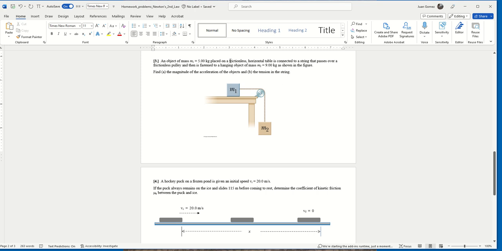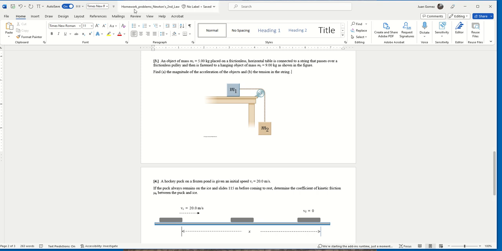Now the table is frictionless, so that makes our lives a little bit easier. We don't have to worry about Fk or Fs. There's no friction. M1 has a mass of 5 and M2 has a mass of 9. Most likely when the system is released from rest, M2 will accelerate in the negative y direction, and that will mean that M1 will accelerate in the positive x direction. We want to find the magnitude of that acceleration, and then the tension in the string. Again, the tension on M1 and the tension on M2 are the same. We'll call it T.